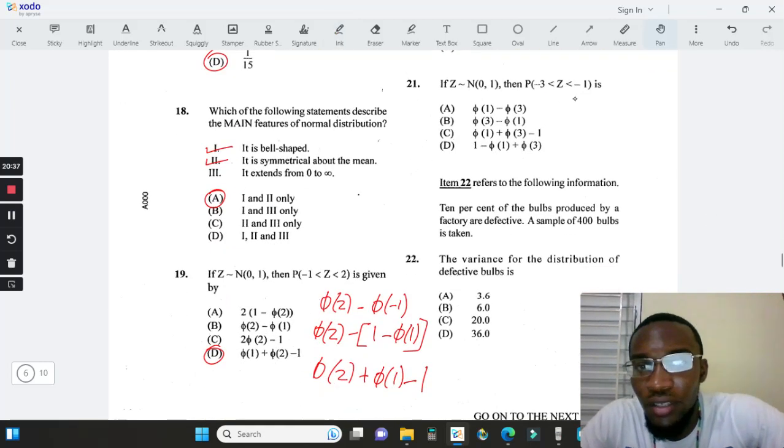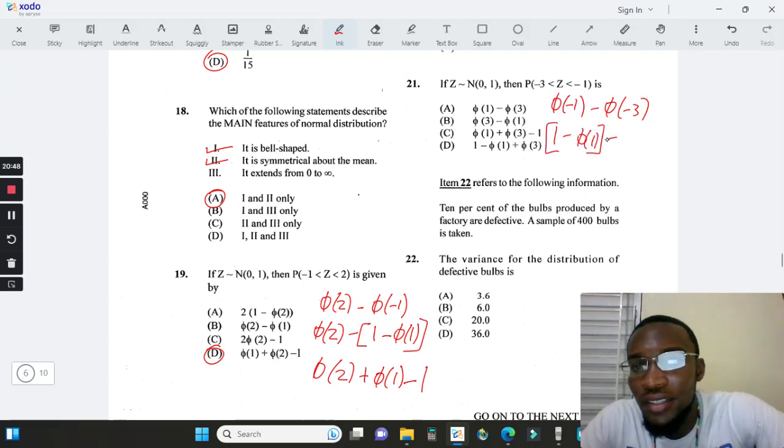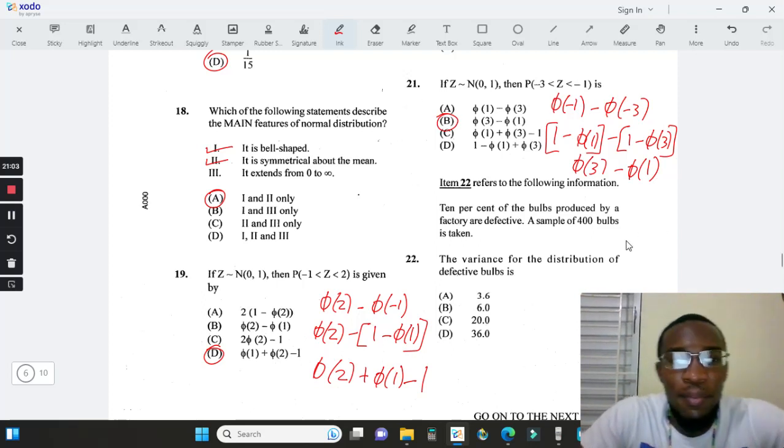Number 21, I know this is a repeat, but this is phi of minus 1 minus phi of minus 3, which is 1 minus phi of 1 minus 1 minus phi of 3. Then this becomes 1 minus 1 cancel. Negative and negative become positive: phi of 3 minus phi of 1. Option B.